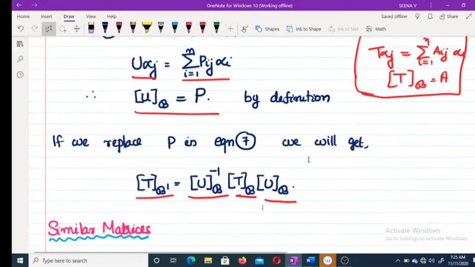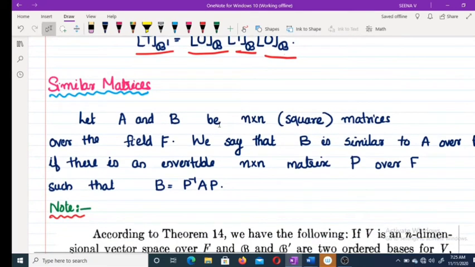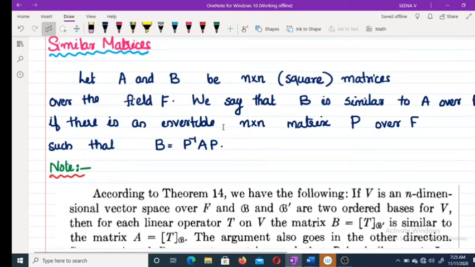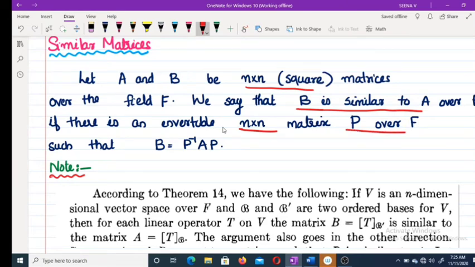So now moving to another definition, similar matrices. We have A and B be any n by n square matrices. Then we say that B is similar to A over F if there is an invertible n by n matrix P over F such that B equal to P inverse AP. A and B are n by n matrices. If there exists an invertible matrix P satisfying this condition, then we call B similar to A.